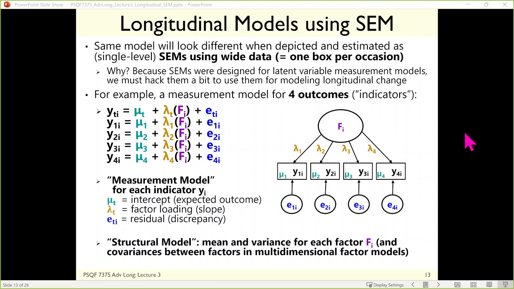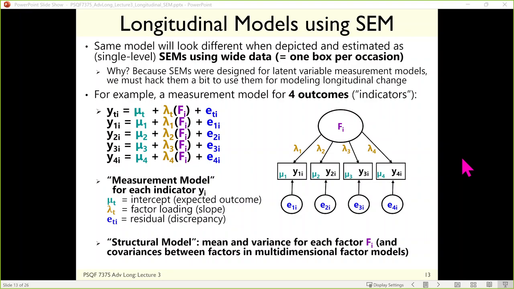If you've had SEM before, this will probably make more sense. If you haven't had it, then don't worry if some of this doesn't make sense. It's basically we're tricking SEM into being able to do longitudinal modeling. So in SEM, what it's typically used for is fitting latent variable measurement models. It's the idea that if you have multiple variables that are all supposed to be measuring the same thing, you can make a more reliable version of that construct by taking into account what those variables have in common.